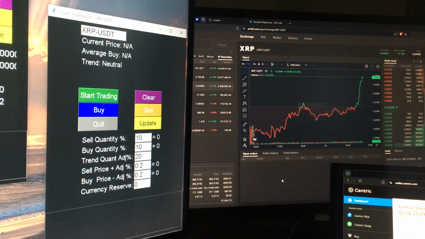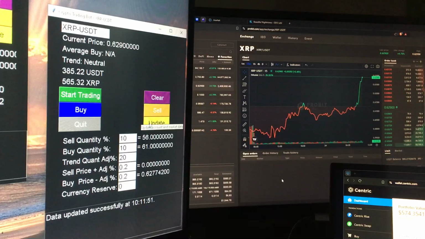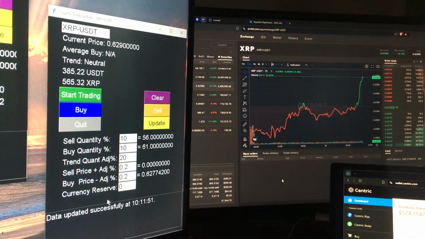So what we have when it first comes up, if you click update, it populates the current price and how much you have on hand, as well as how much cash or USDT you have on hand to trade with. Now, in the course of trading, you probably never want to trade away all of your crypto that you have, so you want to set a reserve amount. That's what's down here at the bottom.